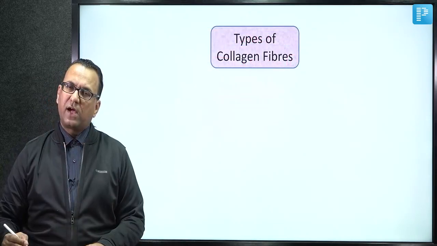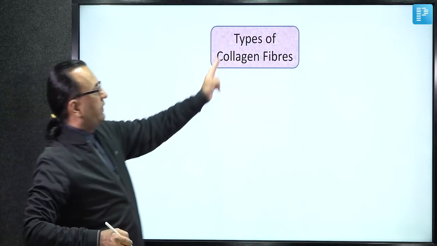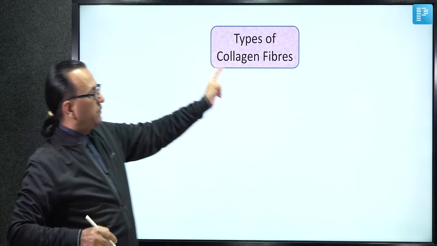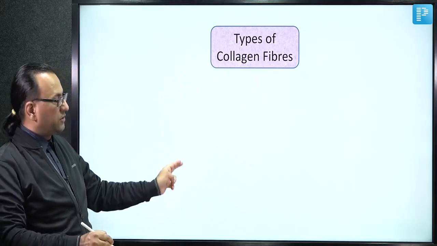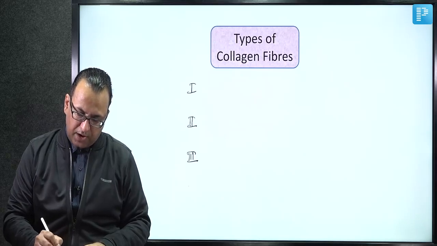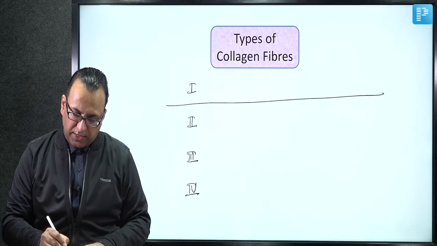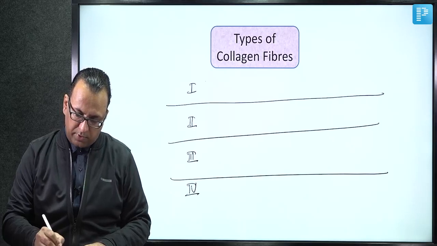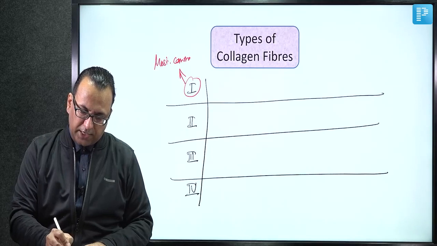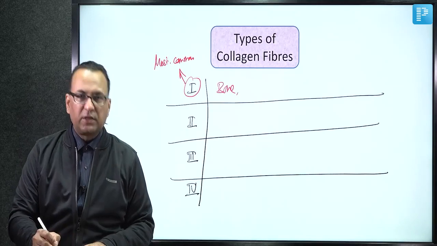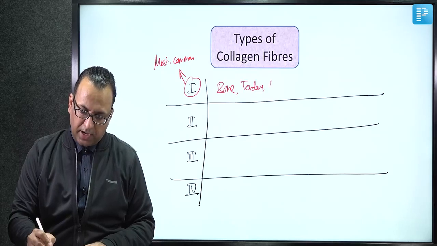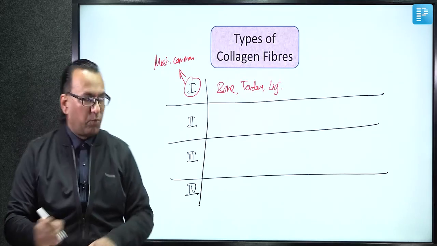Now we'll be making a table where we will discuss 4 types of collagen fibers. As I mentioned, our discussion is based upon the type of questions we keep getting. So here you can make the table mentioning type 1, 2, 3 and 4 collagen. In this, type 1 is the most common type of collagen. And where do we find this type 1 collagen? It can be seen in the bone and the tendon, the ligament connecting to the bone.